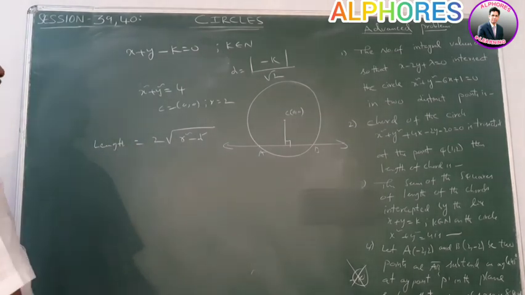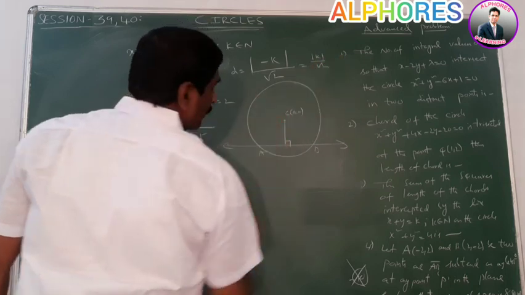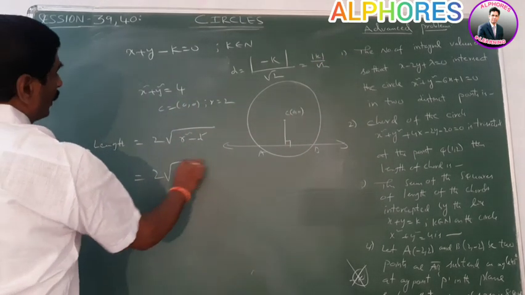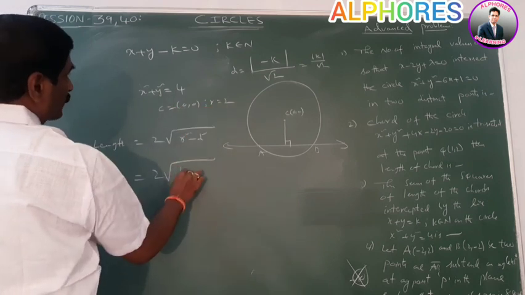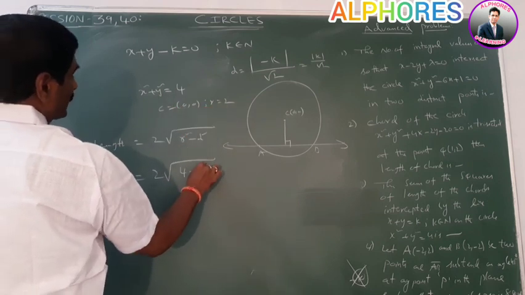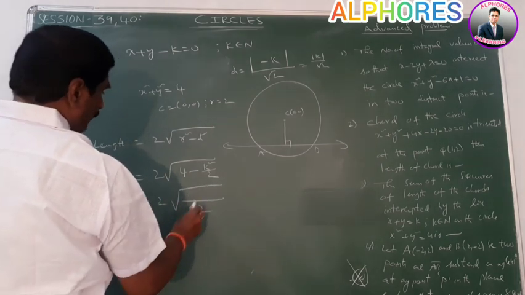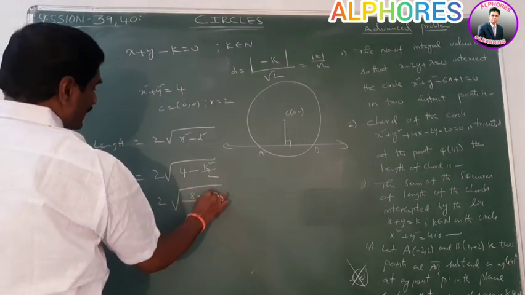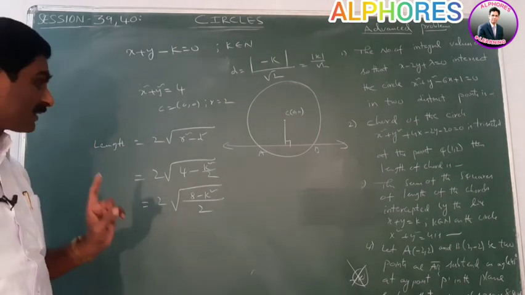That means that value is equal to mod k by root 2. That means 2 root of r square, where r is the radius of the circle. 2 square means 4 minus d square means k square by 2. That means 2 root 2 is the LCM, 8 minus k square. It is the length of the chord.